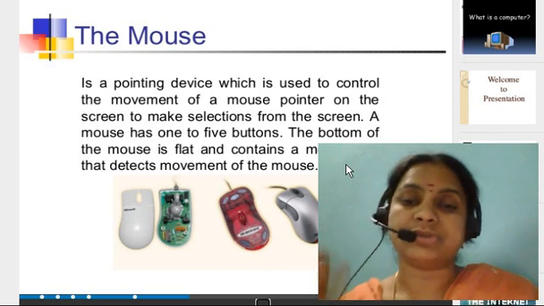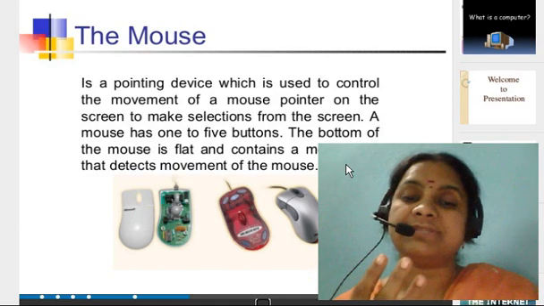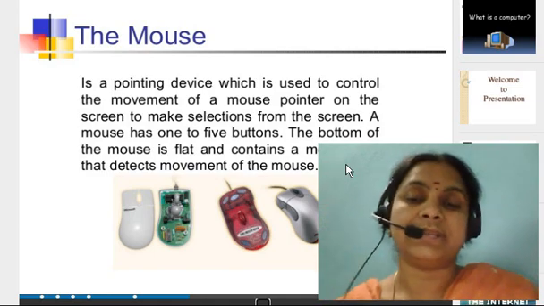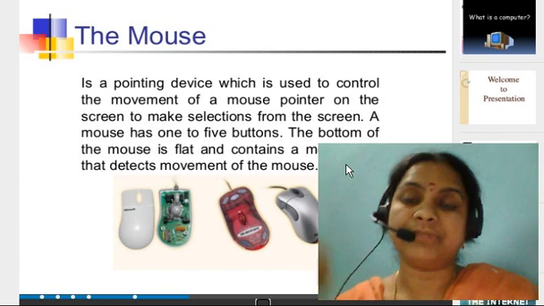In this mouse we have three buttons. How many buttons do we have? Three buttons: left, right and the scroll button. We have the left option, the right option, and the scroll button which moves up, from top to bottom, and right to left.